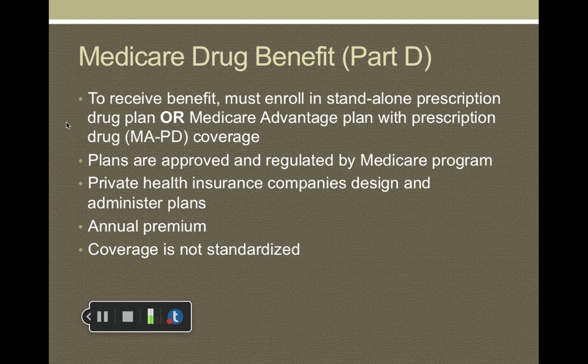And so patients will have a Blue Cross Blue Shield or United Healthcare type of drug card for their Medicare prescription coverage. Patients will have an annual premium for these, and then coverage is not standardized. CMS has certain requirements that these plans must provide, but they'll look different. So one patient's copayments can be different from another patient's copayments.